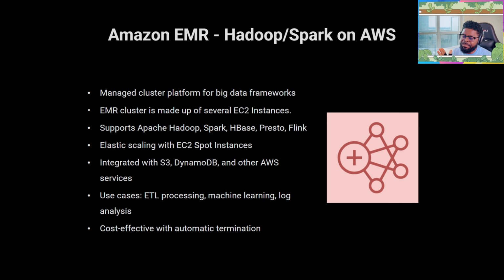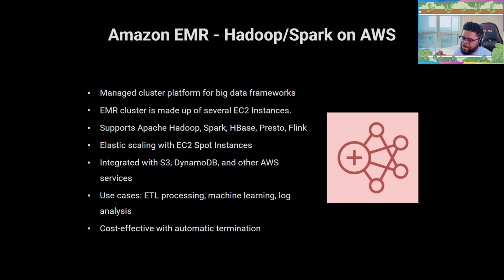And the whole idea is it's built on Hadoop Spark, right? Which is an open source framework for big data. So Hadoop/Spark is basically a big data framework, and it's known outside of AWS. But if you want to have that in your AWS ecosystem, that's where you need an EMR cluster, right? It's a managed cluster platform for big data frameworks, in this case Hadoop Spark. And it's made up of several EC2 instances. So you're doing very, very big data on top of so many EC2 instances powering it behind the scenes, right? So it supports Apache Hadoop, Spark.